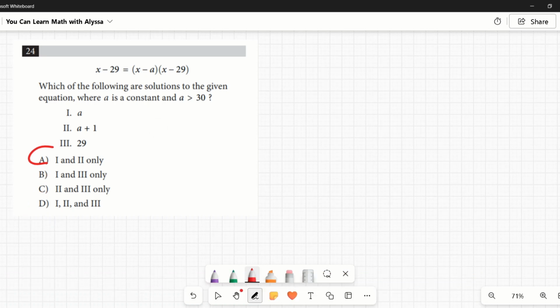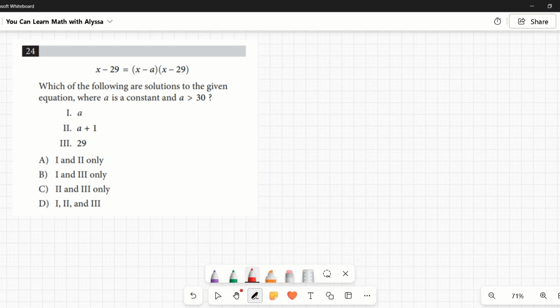Okay. Are there any that are in all three of these? No. 1 is in A, B, and D. 2 is in A, C, and D. And 3 is in B, C, and D. So there isn't any one of these options that's in all 4 choices. So we have to look at all 3 of them. If it was in all 4 choices, then we would automatically know it's right. So like, oh, it's in all the answers, I don't have to look at it. But we need to look at all 3 of them.